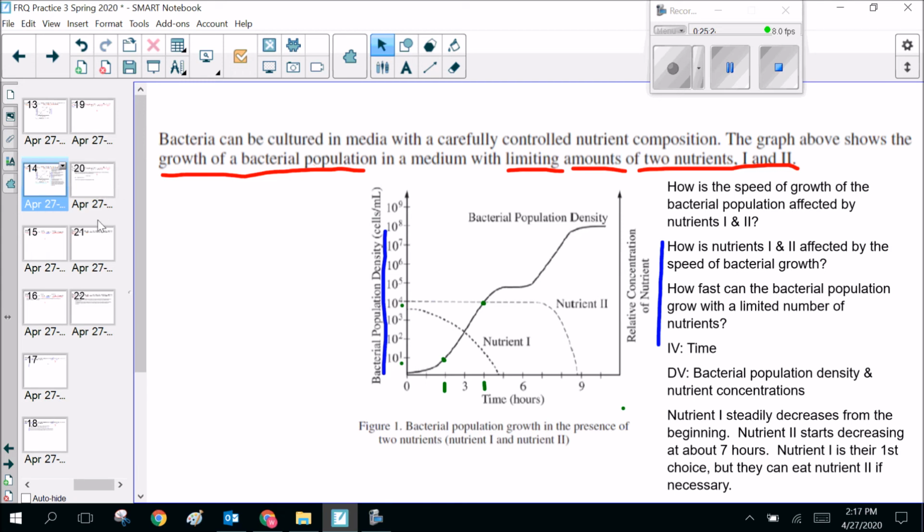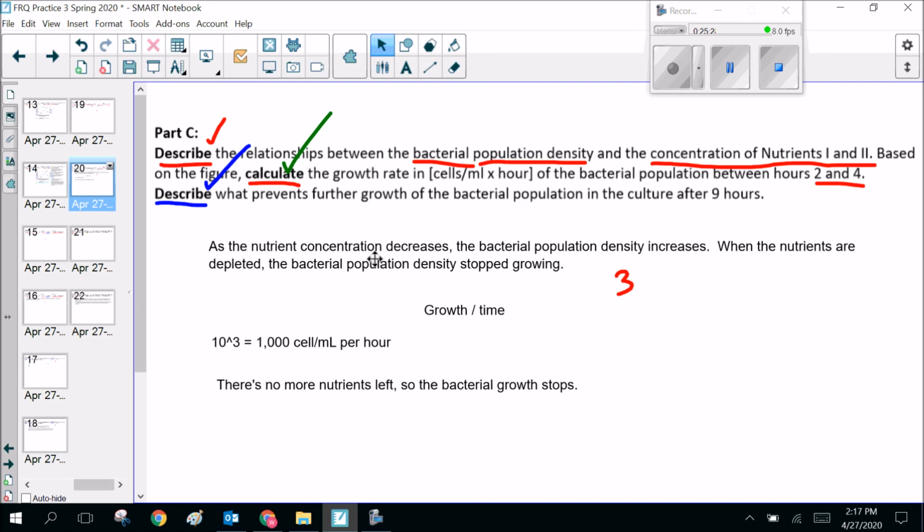So just to be safe, I did a little comment there: when the nutrients are depleted, the bacterial population density stops growing. Okay, here we have growth. Sorry, second one. Based on the figure, calculate the growth rate in cells per milliliter times hour of the bacterial population between hours 2 and 4.